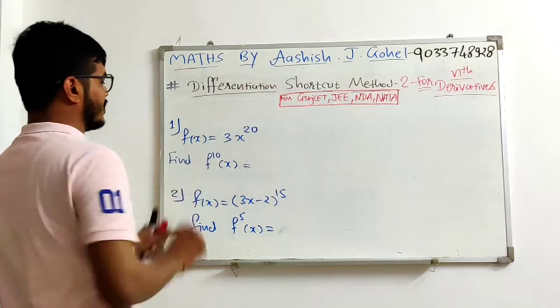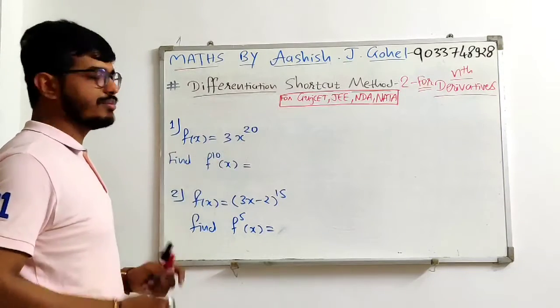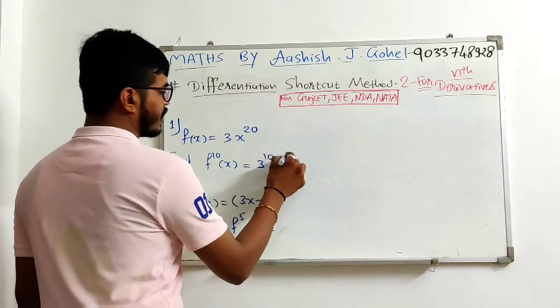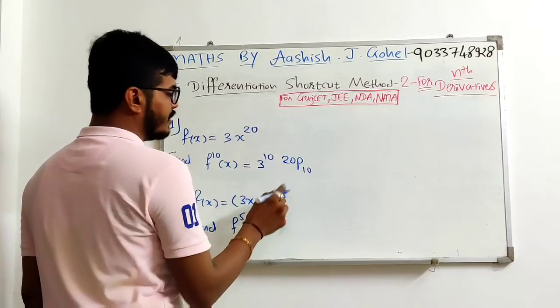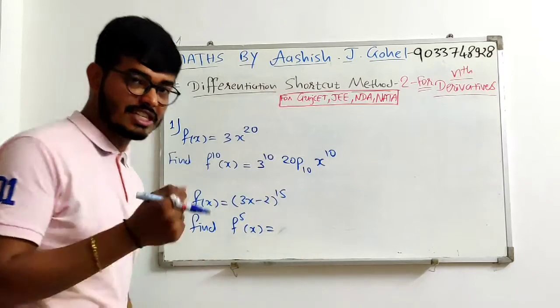So I am given this equation: f of x is equal to 3x raised to 20. We want the 10th derivative of this question. So the answer will become 3 raised to 10, 20P10 permutation, and x raised to 10. Yes, this is your answer.